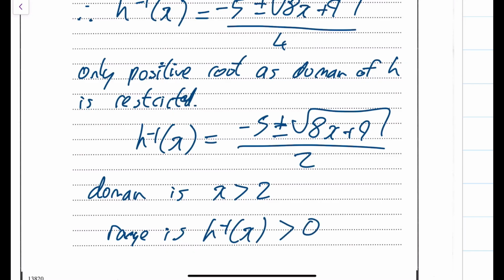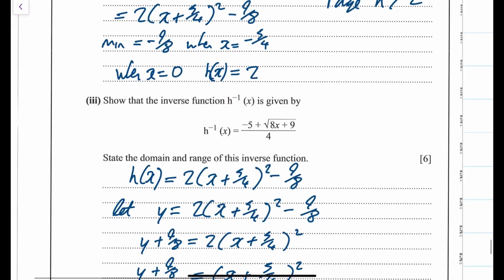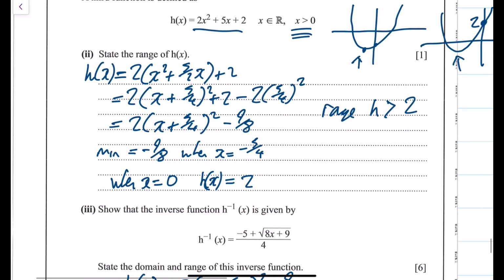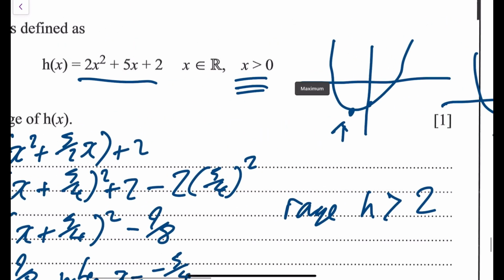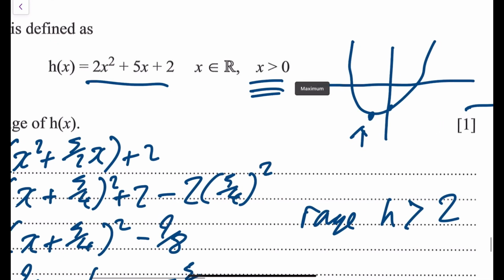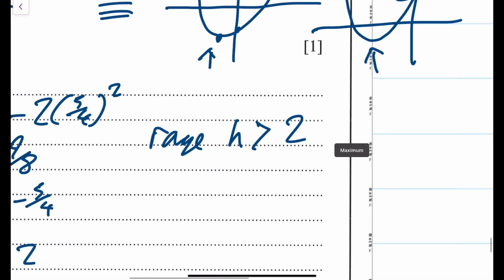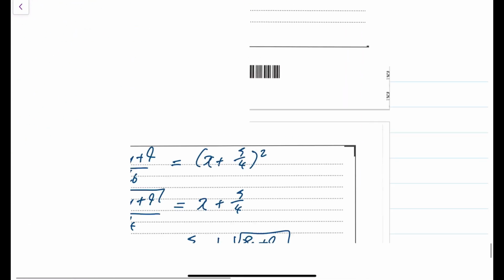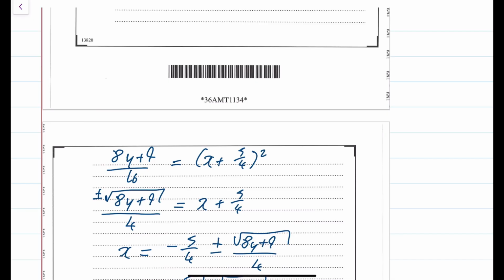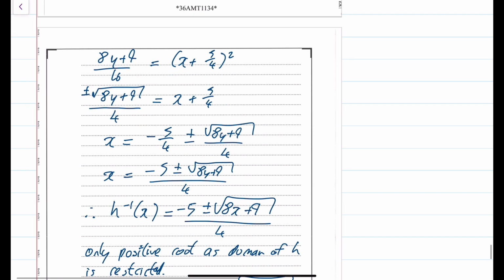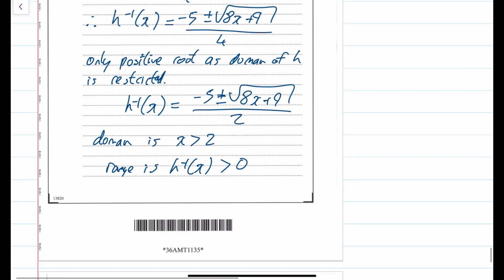So where does that come from? We look back at the original thing. The original function had a domain of x is greater than 0. Therefore, our range is greater than 0. And we worked out the range of h to be greater than 2. That means our domain, so the domain of an inverse is the same as the range of the original, and vice versa. So that's where we've got those from.